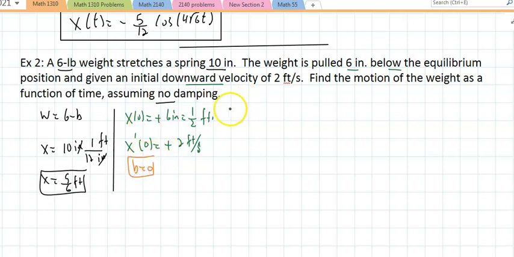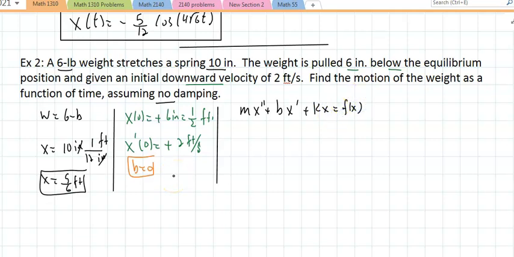And I'll write the equation down. I suggest you write it a few times. Again, I'm providing that in the exam so you get used to it. And the equation is m x double prime plus b x prime plus k x, Hooke's law, equals f of t.